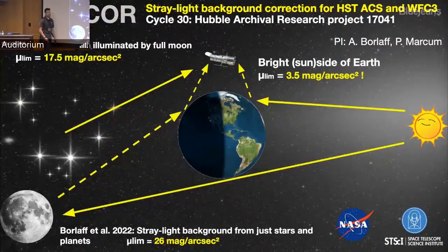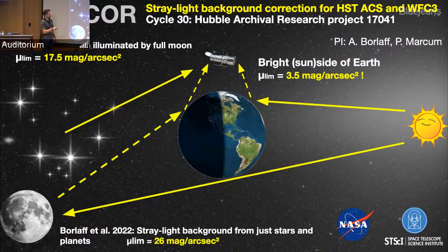And this is exactly what we are doing for HST, in a project that was selected last year, a Hubble Archival Research Project called StrayKOR. The idea is to reconstruct the normalized detector irradiance for this very complicated setup, because for Roman it will be far easier. We will have the Earth super close to us.